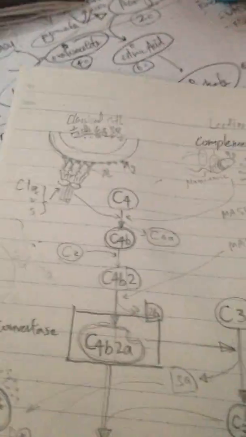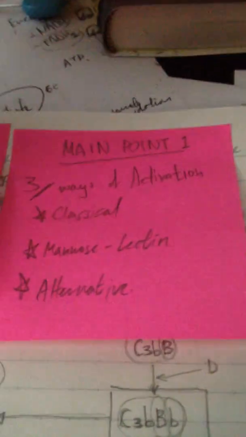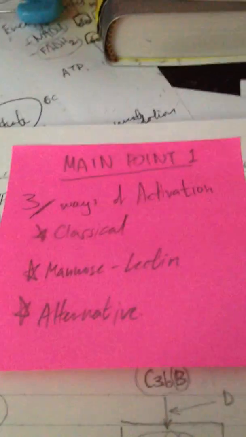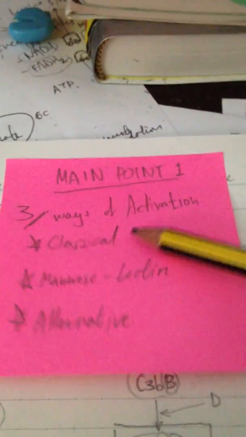So let's just start. I'm going to talk about the complement system, but the important thing is that there are three ways of activating it: the classical pathway, the mannose-lectin pathway, and the alternative pathway. So these three, 1, 2, 3. I'll talk about the classical pathway first because it was found first historically. So this is how it starts.